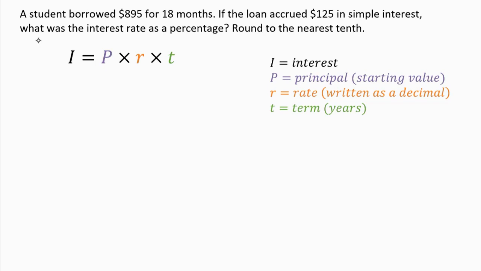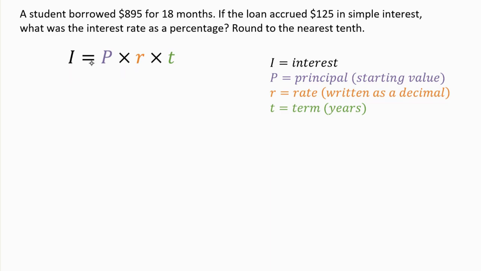In this problem, we have to figure out what the interest rate is given this information. A student borrowed $895 for 18 months. There was $125 in simple interest that accrued. And we're going to use the simple interest rate formula to be able to find that rate.